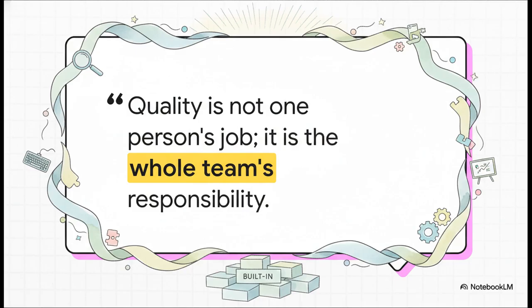So look, if you take only one thing away from our time together today, please let it be this. This is the big one. The single most profound shift in Agile is that quality stops being one person's job. It's not the tester's problem. It becomes a shared, whole team responsibility, baked in from the very, very beginning.